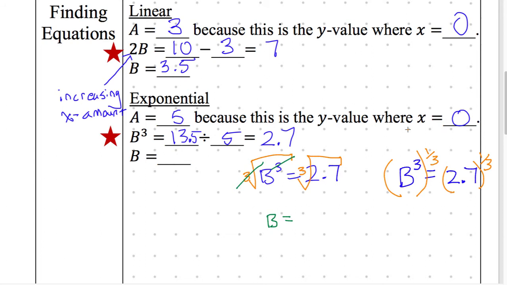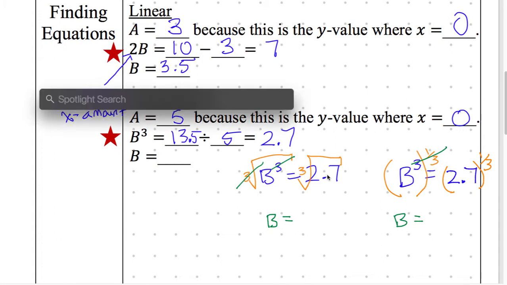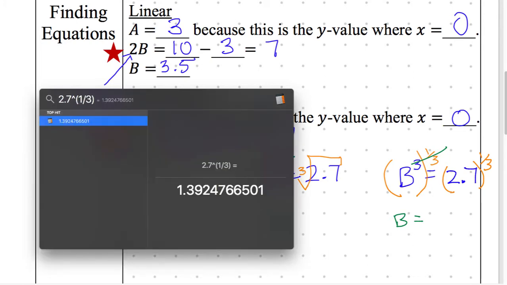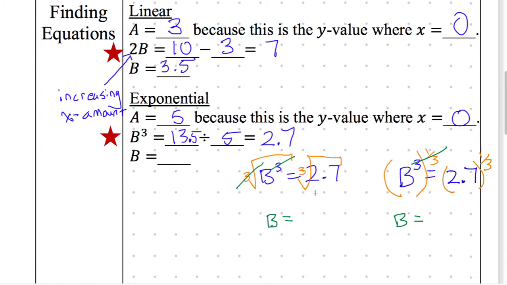If I take both sides to the power of 1/3, the 3 and 1/3 cancel out to just 1. I'm left with b. I come back here, change it to green. That leaves me with b again. b is equal to 2.7 to the power of 1/3, which is the same thing as the cube root of 2.7. Coming here on my calculator, 2.7 to the power of, start my parentheses, 1 divided by 3, and I get about 1.39. Just going to round, 1.39. And that's the same answer here and here. 1.39, 1.39, which means my common ratio is 1.39.